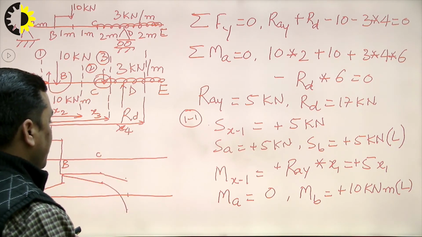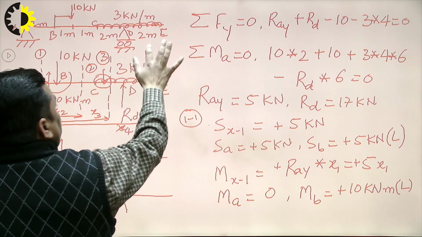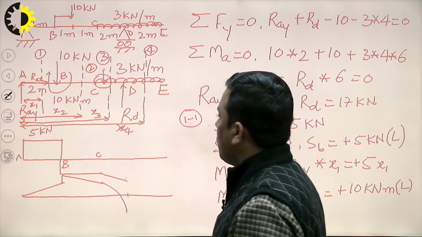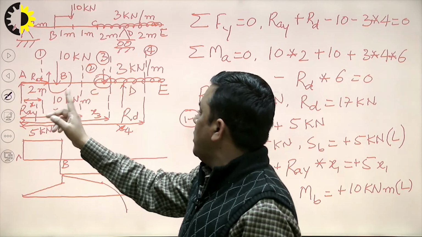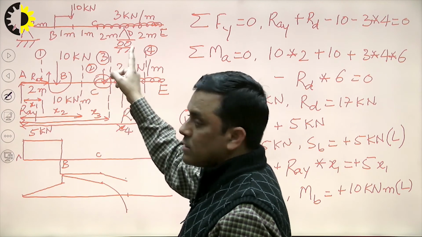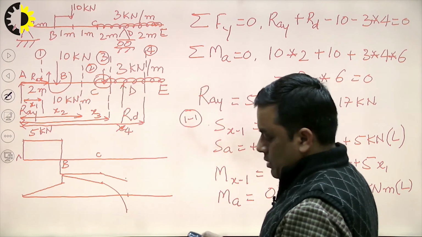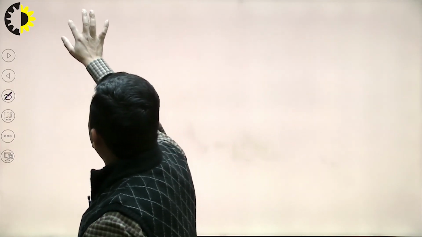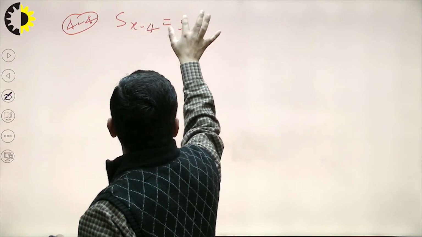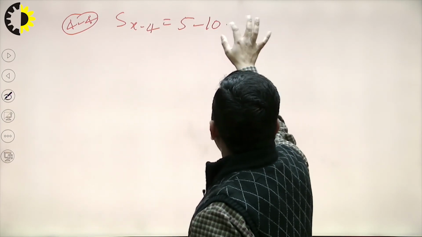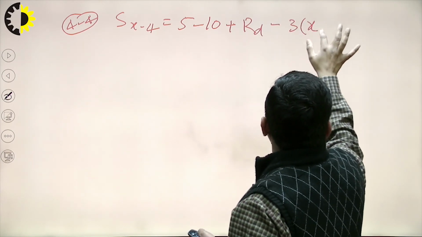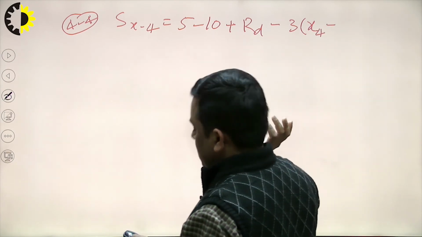Now, we can write the equation from here, for this section 4. In the same way we can write the equation for shear force and bending moment, the algebraic sum of all the forces. So, what are the forces? Now, we can write very quickly 5 minus 10 minus UDL plus RD. So, for the section 4, shear force at section 4, we can write 5 minus 10 plus RD minus 3 into x4 minus how much?